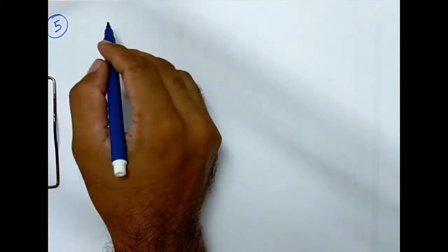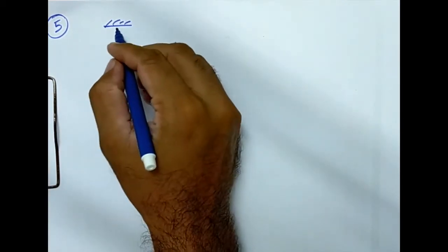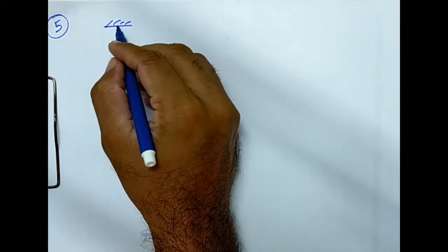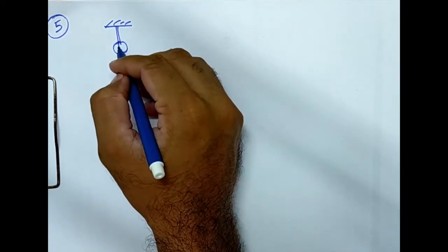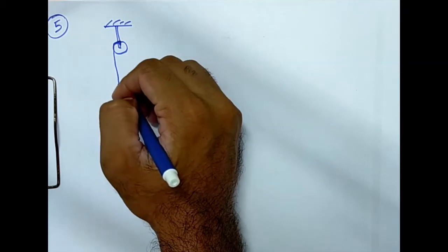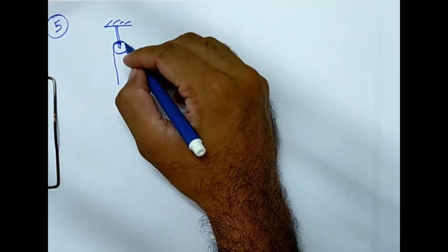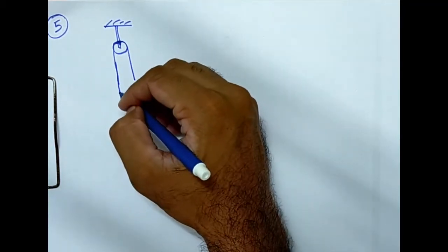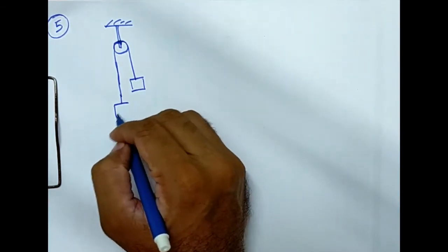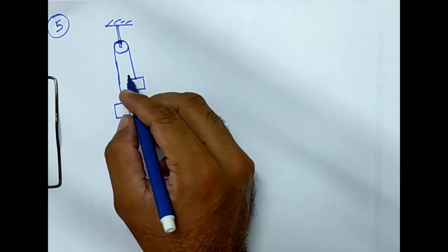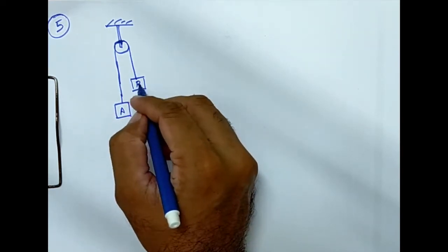Okay, so let's solve this. Question number 5. It's a very simple problem compared to the earlier problems we have done. Here it's a simple arrangement. We have a pulley, and two objects, A and B, connected using a cable and hanging. A simple arrangement.